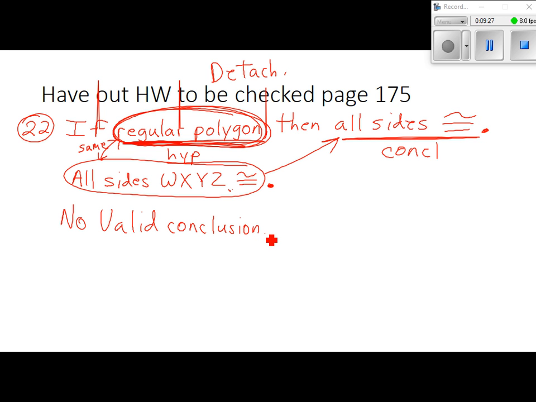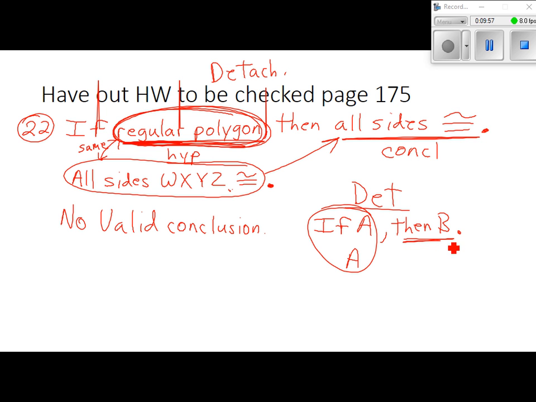One last time before we go on. Law of detachment. If I have this, it's going to look like this. If, and I'm just putting A in there to stand for my hypothesis, then B stands for the conclusion. For the law of detachment to work, the second thing that they tell you here has to be A. Those two have to be the same. Then what can we say about B? We know that B all by itself is true. That's the law of detachment.